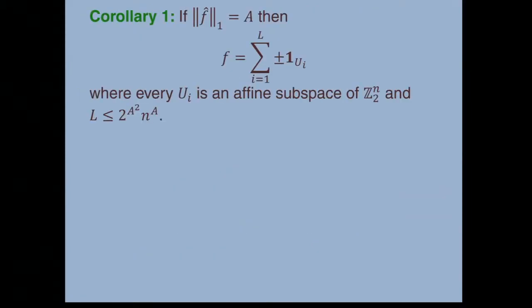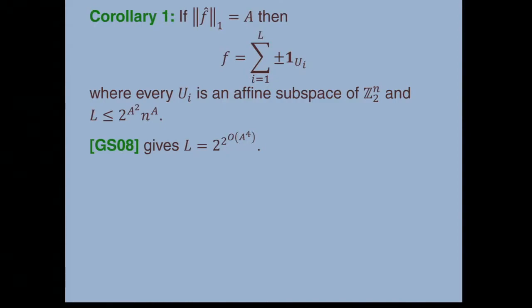So this has two nice corollaries. The first thing is sort of an analog to the Green and Sanders result. If you have a decision tree, you can just write it as a sum of indicators of subspaces, by again just picking every leaf and taking the indicator function of this subspace. And the bound is 2 to the a squared times n to the a. So recall that Green and Sanders has 2 to the 2 to the o of a fourth.